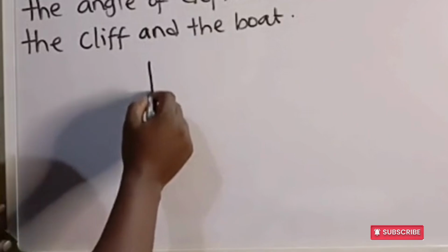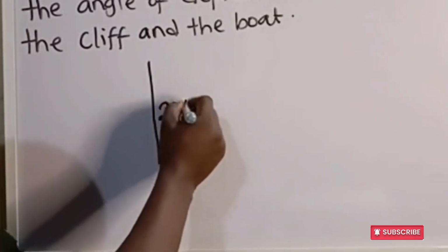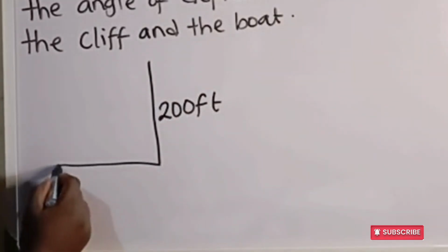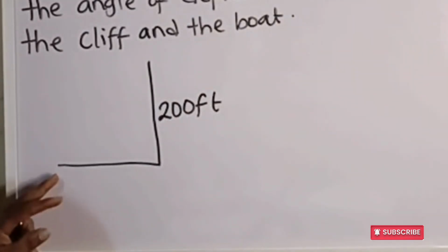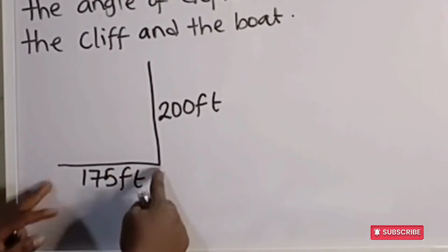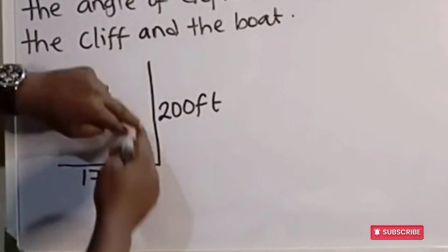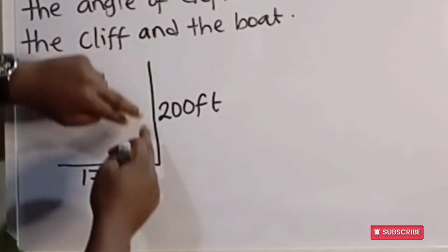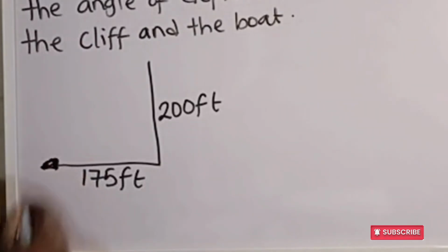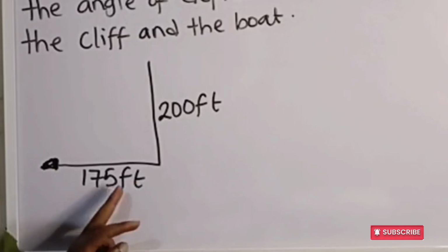So this is the cliff, and the cliff is 200 feet high. And then this is the water. The boat is 175 feet away from the base of the cliff. So this is the cliff, 200 feet high. The boat is here. And the distance between the boat and the cliff is 175 feet.